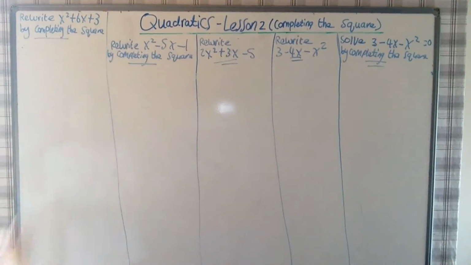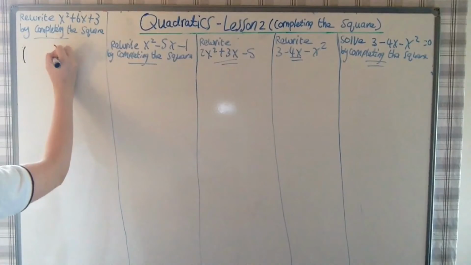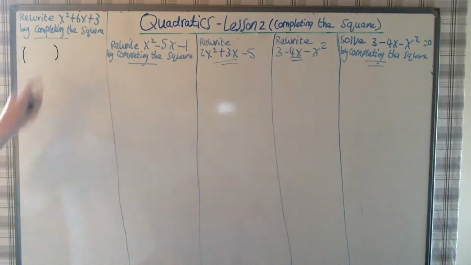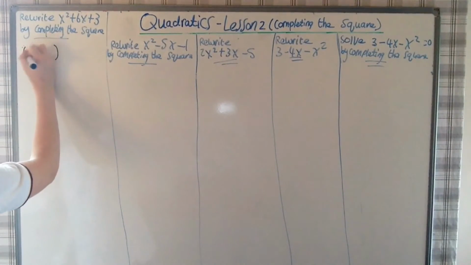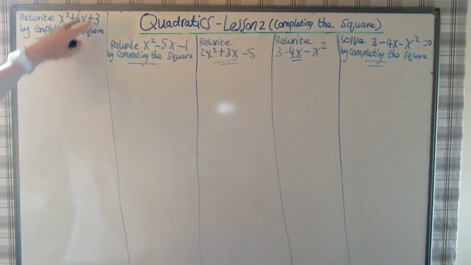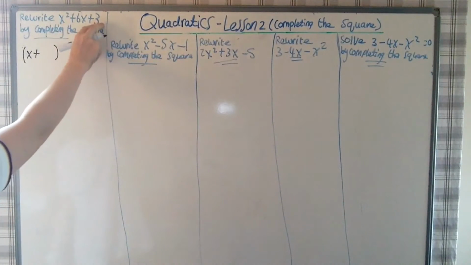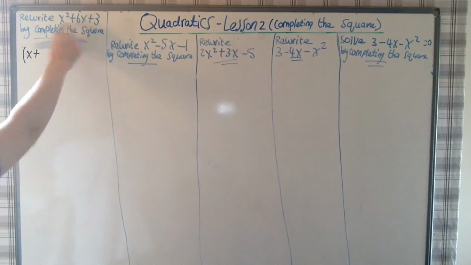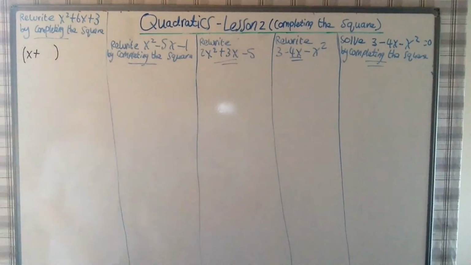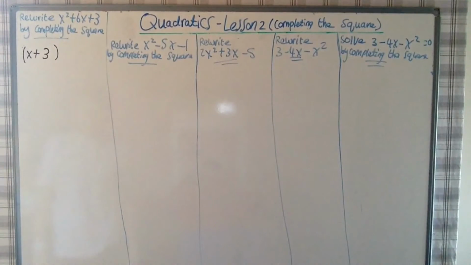So the first question says, rewrite x squared plus 6x plus 3 by completing the square. So the format of a completing the square question, we have one bracket and we write x plus, now we halve the coefficient of x. Not the coefficient of x squared and not the constant, we halve the coefficient of x. In this case that's 6. If we halve 6 we get 3. And we square this.